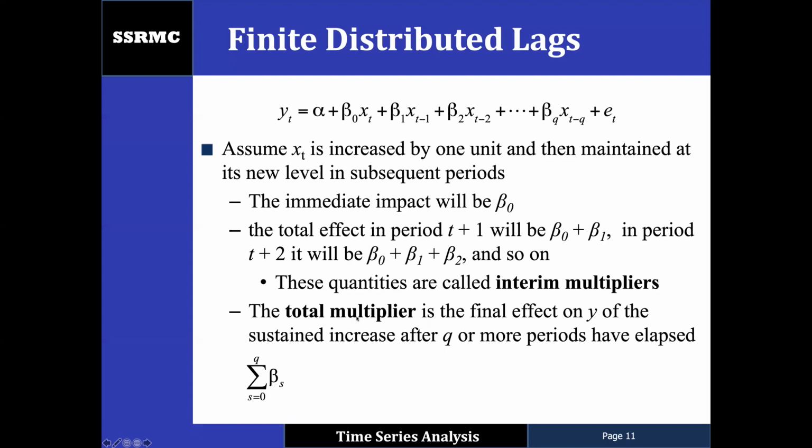As a result, the total multiplier is the final effect on y of a sustained increase after q or more periods have elapsed, which means if we add up all those betas from the current period and all of those lagged periods, we have the total effect. We call it the total multiplier.